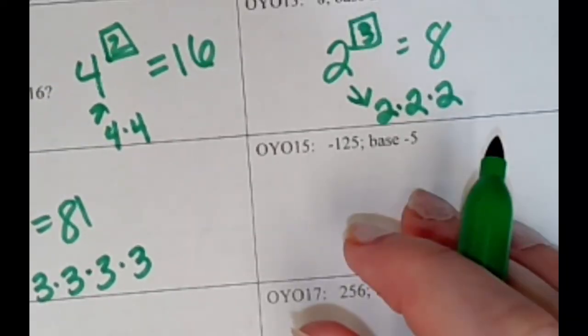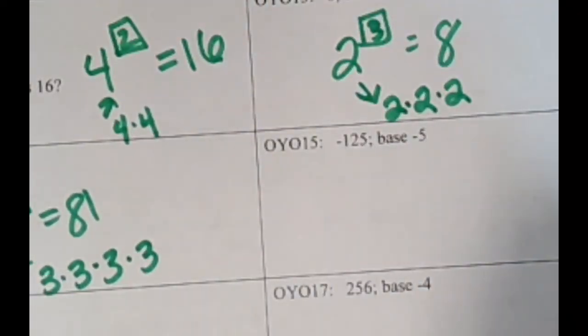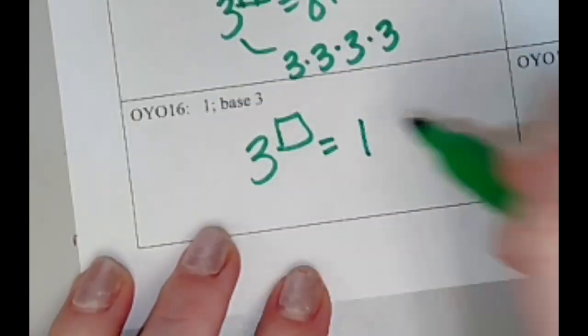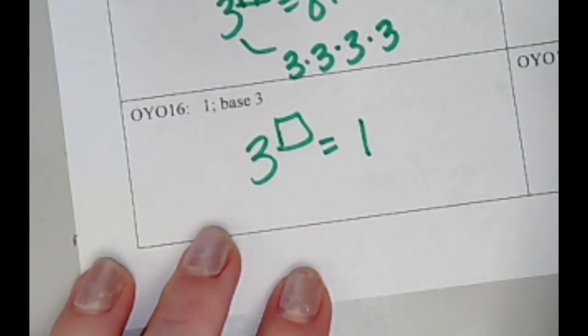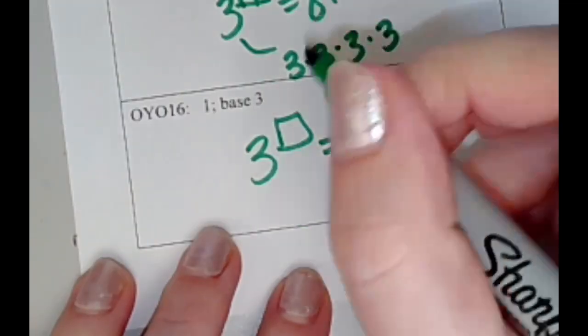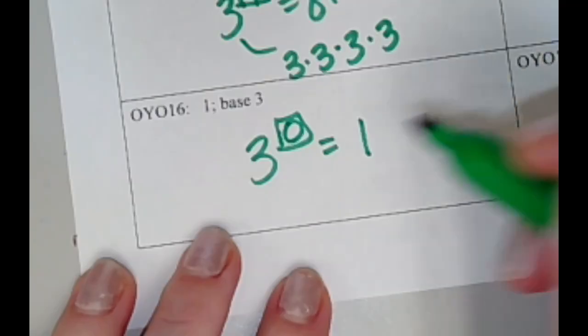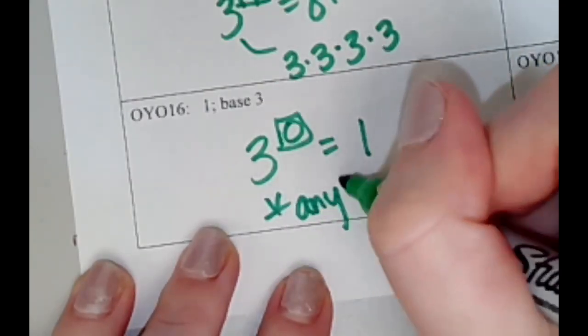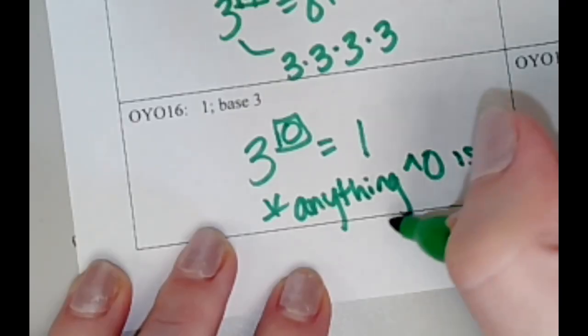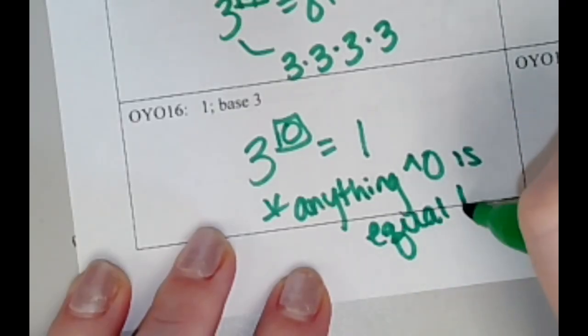The rest of them, I think you should be fine to do on your own, but I do want to actually talk about on your own 16. This is saying 3 to what power gives you that 1. You learned this in Algebra 1. Anything to a certain power will give you 1. That is 0. So anything to the 0 power is equal to 1.